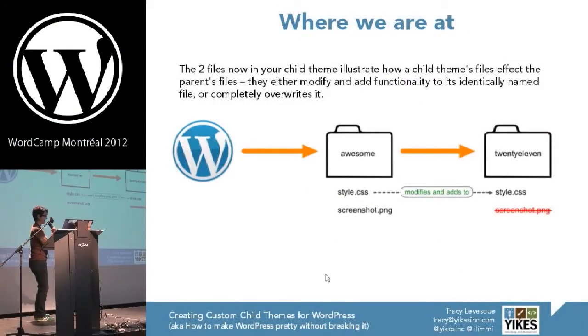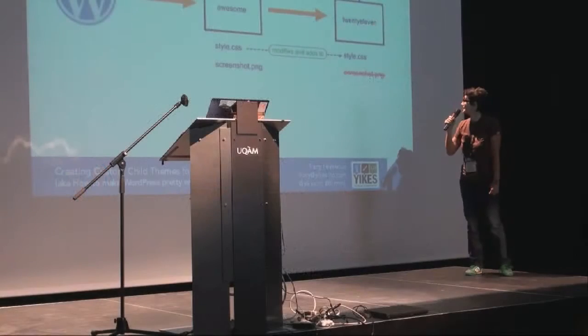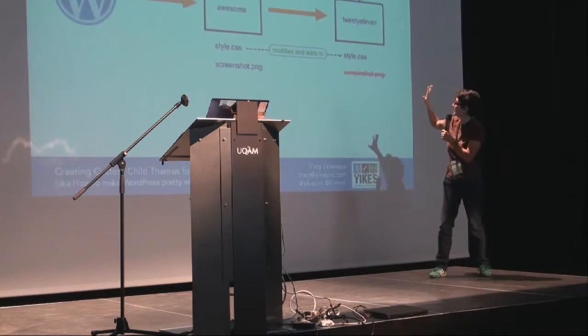So let's just go over what's happening right now. And this pretty much illustrates the way child themes work. WordPress is now looking at my folder, Awesome. And it looks at style.css, which modifies and adds to the parent style.css. Then I have my screenshot. The screenshot is just wiping out the parent's version of a screenshot. And that's the two ways that your child theme's files affect the parent theme. You can either modify and add to it, or just completely replace it.